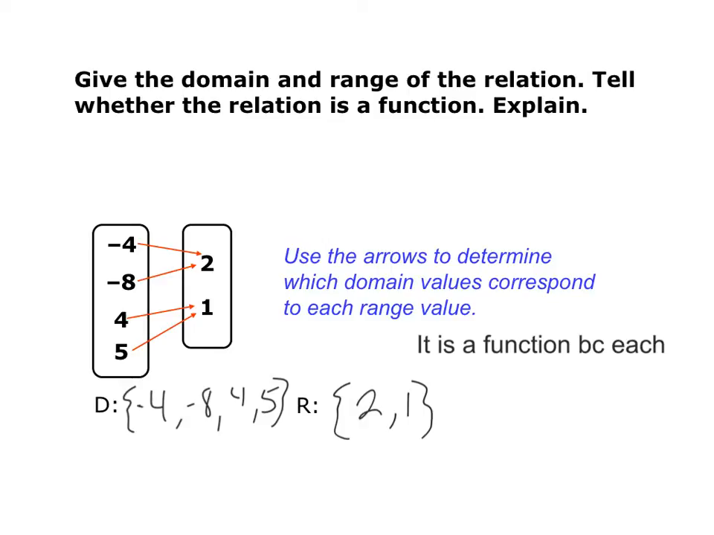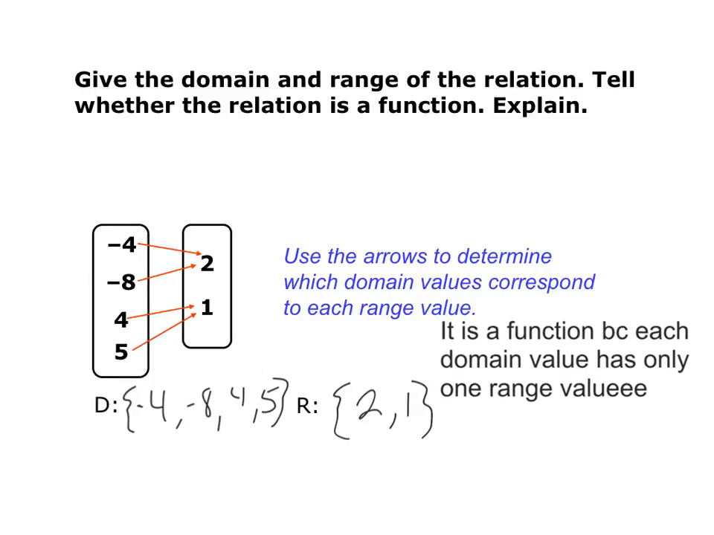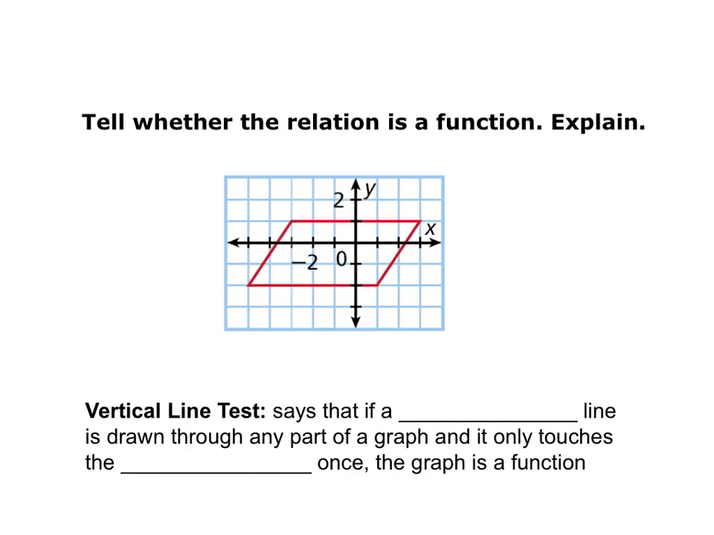because each domain value only has one range value. Now let's look at an example of an actual graph. And here we want to tell whether the relation is a function and explain. Now when we look at this, it might be hard to tell because you're not seeing the ordered pairs, but we can actually use something called the vertical line test.